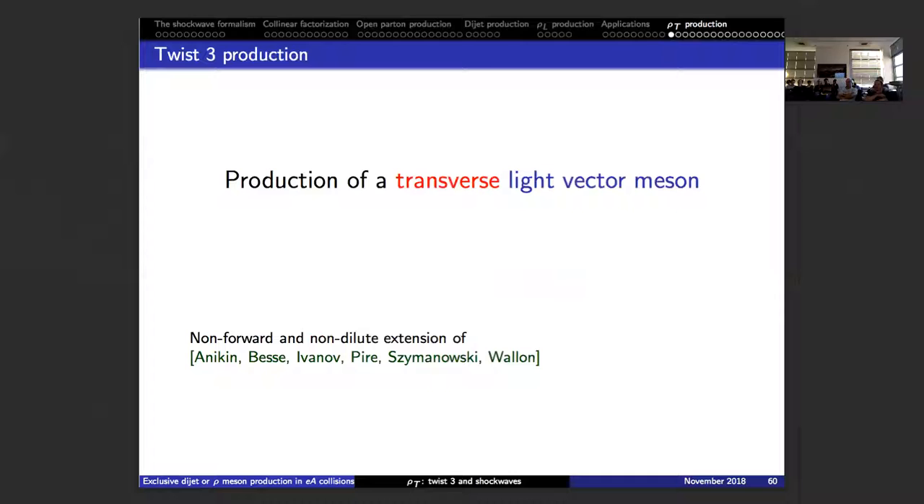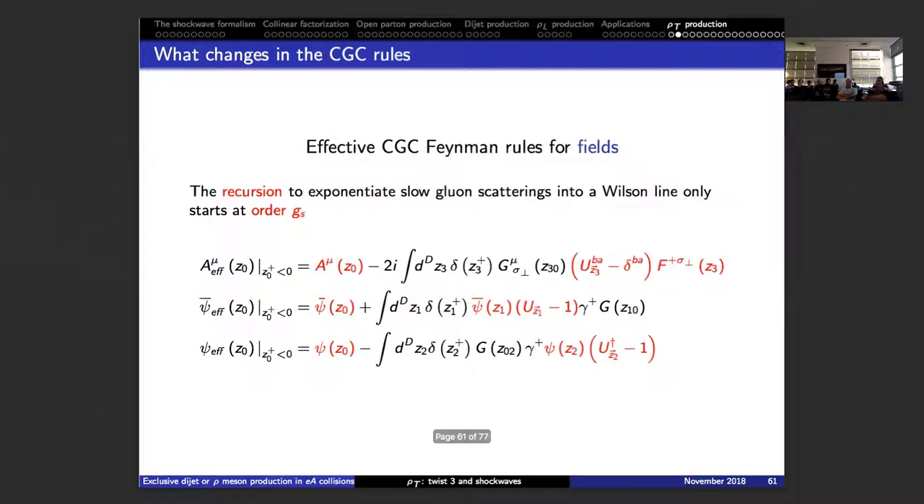Again, this is a non-forward and non-dilute extension of the previous work. Now, in the very beginning, when I started to present the shockwave framework, I said that I have this very nice feature that the recursion for the interaction with the external fields starts as zero. If the shockwave is trivial, for lines, I can insert that back here and have that the effective lines have a propagator with one Wilson line, which is a two Wilson line.